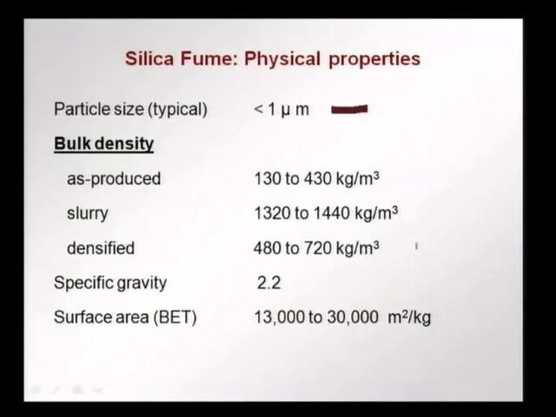Another way of transporting or using silica fume is in the densified form, where lumps of particles are made out of the silica fume, and these lumps get dispersed during the mixing of the concrete. The specific gravity of silica fume is 2.2 and the BET surface area is 13,000 to 30,000 meters squared per kilogram. So, again all these factors indicate that silica fume is a very fine material, very small material, and therefore it reacts fast and can fill up the space between the cement particles.